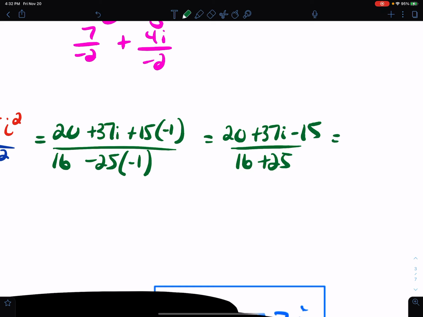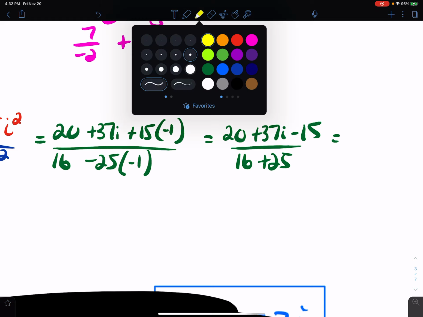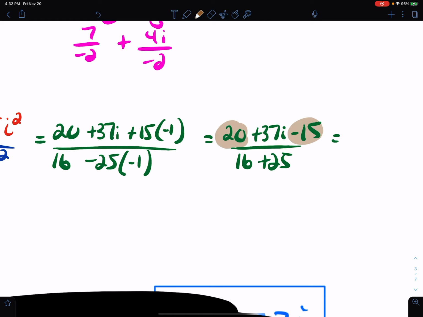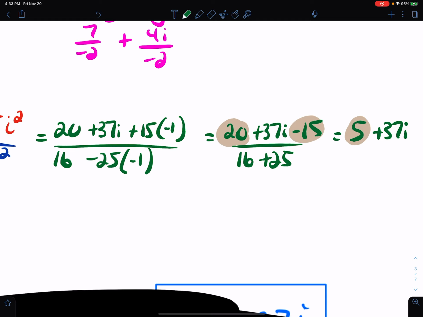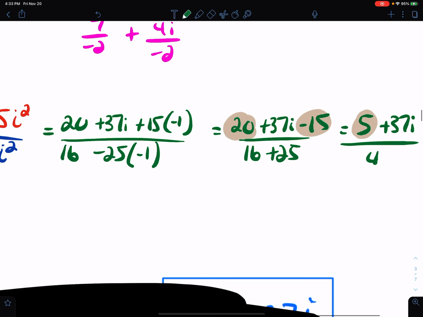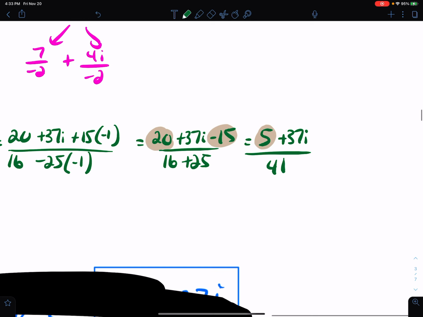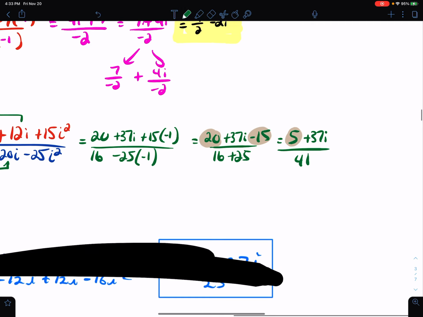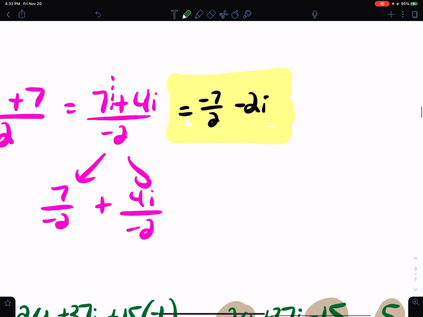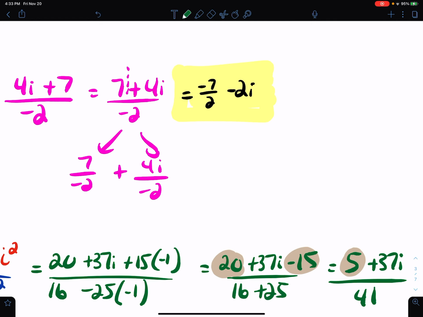So when we collect our like terms, let me do a different color. Numbers with numbers. So 20 minus 15 just results in a 5. And then on top, we also have plus 37i. And on the bottom, we have 16 plus 25, which is simply just 41. And that's what I was saying before. If the directions don't tell you how to write your answer, maybe you can just leave it like this. If they want it in that complex number form, then you would know how to do that.